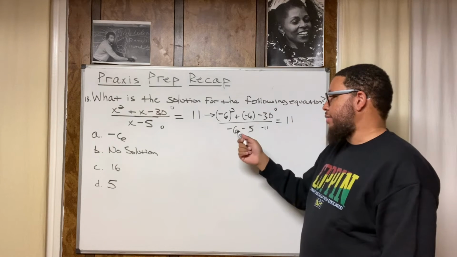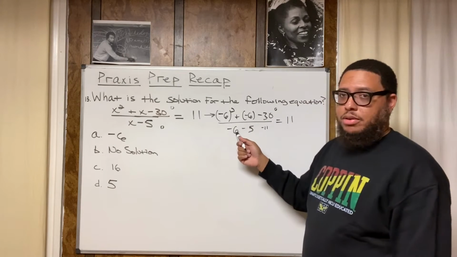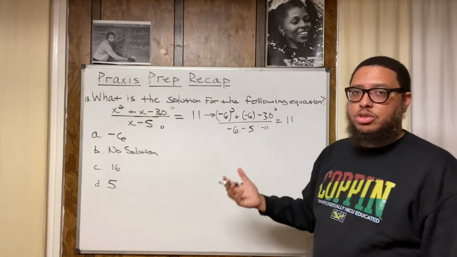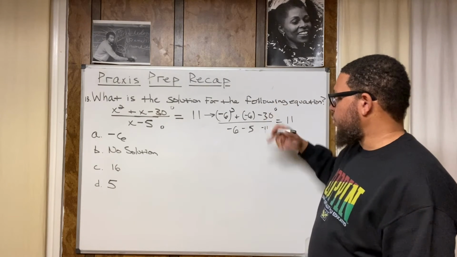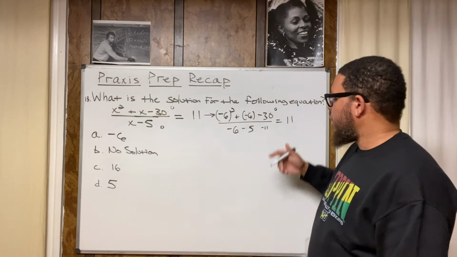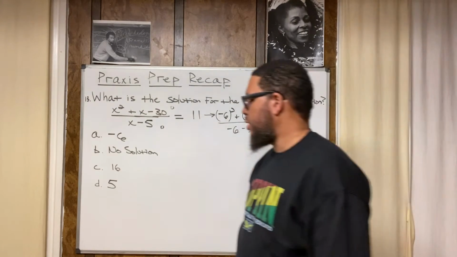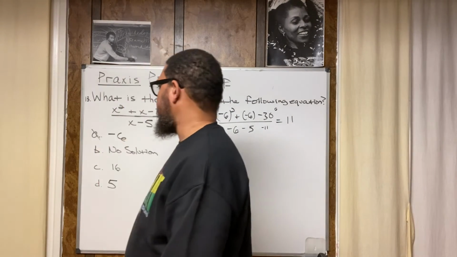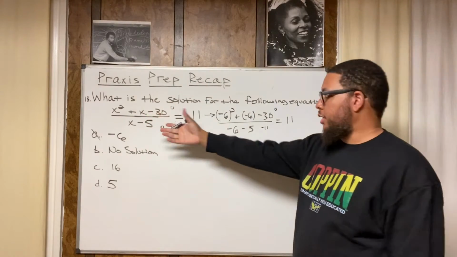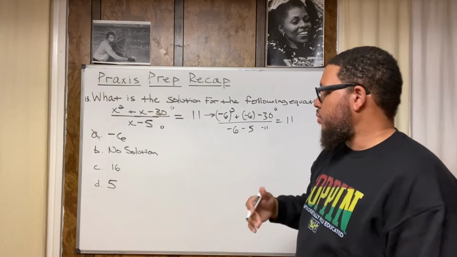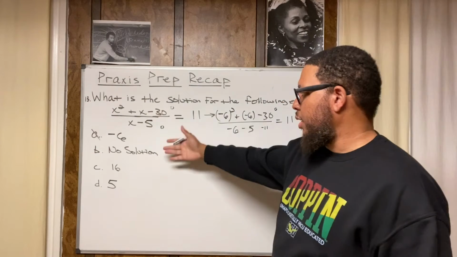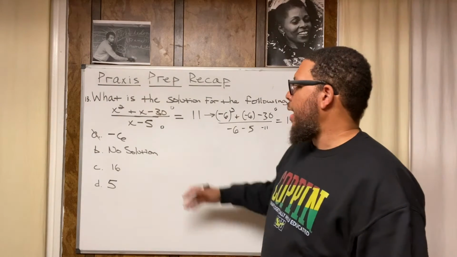So I really didn't even have to calculate the denominator and do the -6 minus 5. I didn't even have to do all that because I already knew my numerator was 0. So that means that A is no good. So the solution can't be -6 because I just tested it. I plugged -6 in and I saw what happened. So now I'm going to skip B because I can't really plug in no solution, right?